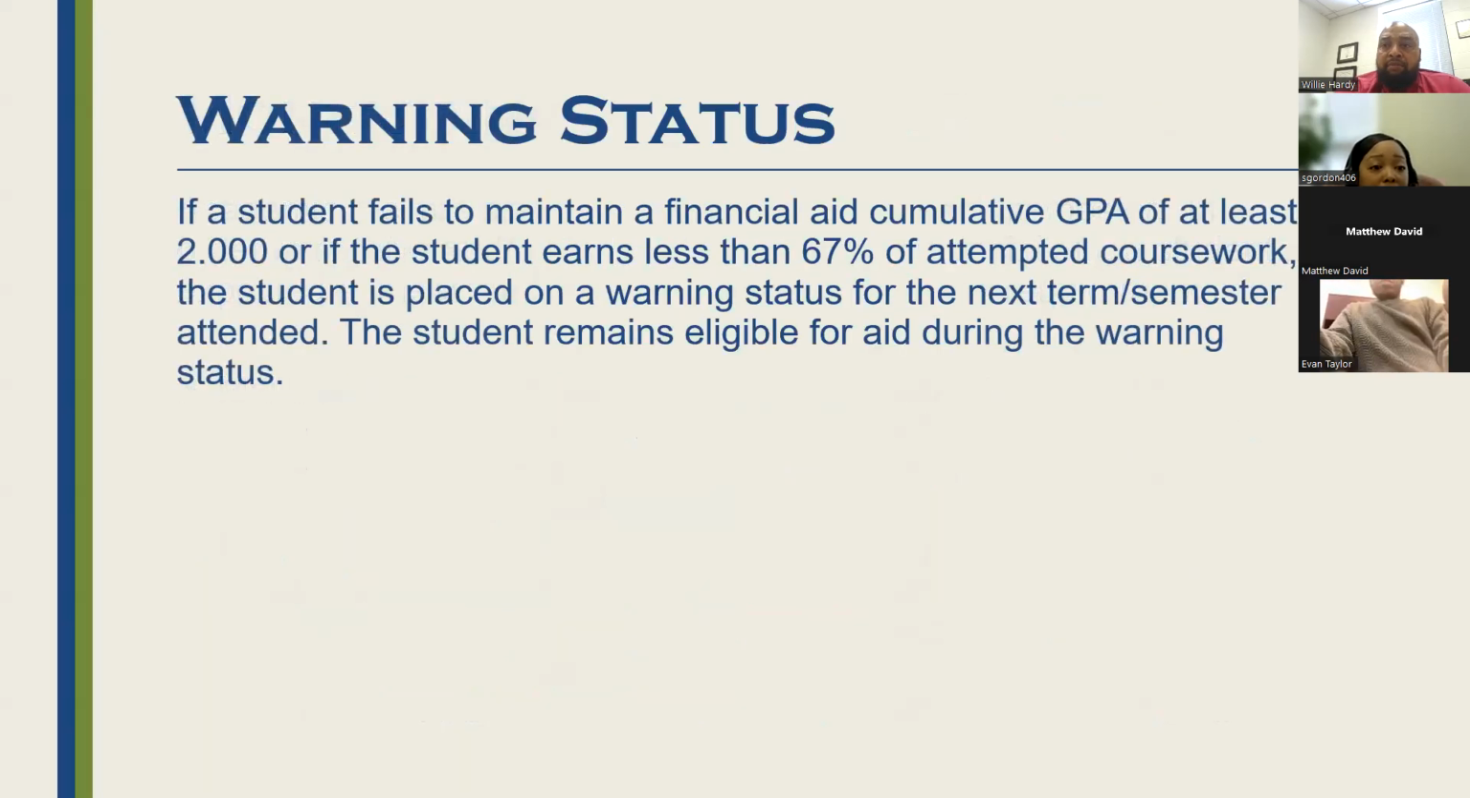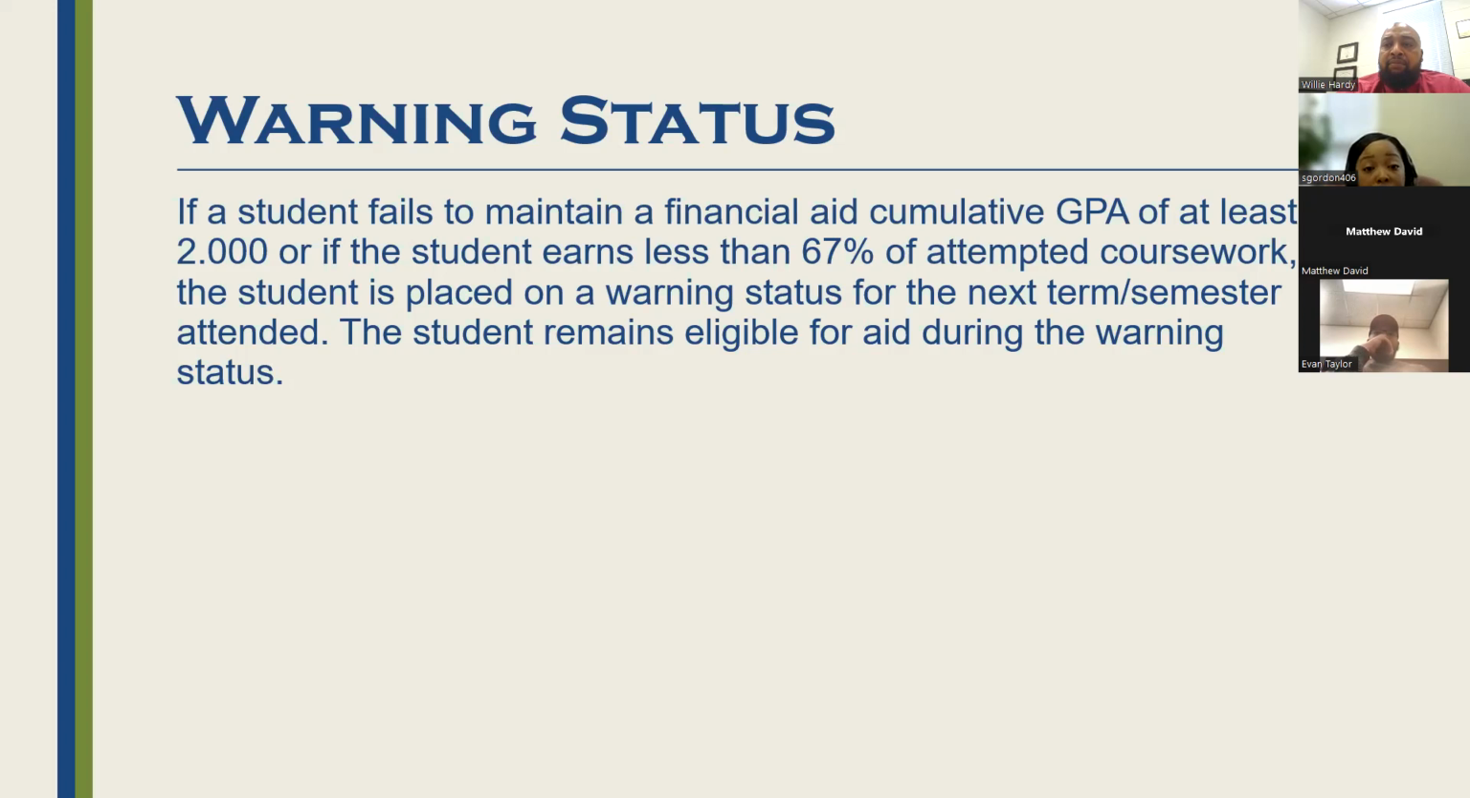As far as the warning status, if students fail to maintain a financial aid cumulative GPA of at least a 2.0, or if the student earns less than 67% of attempted coursework, the student is then placed on a warning status for the next term. So for example, at the end of this semester that ends in May, if we run the SAP report and you didn't meet the 2.0 requirement, and you made maybe a C and a D, and it dropped your GPA under 2.0, the upcoming semester, if you plan on coming in the summer or fall, you will be on financial aid warning.